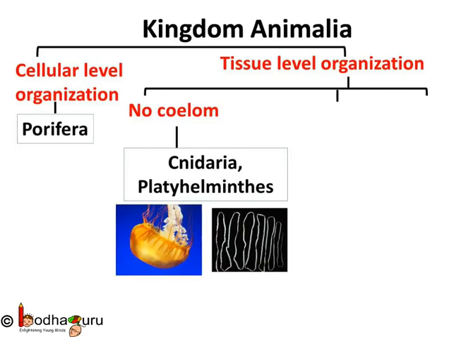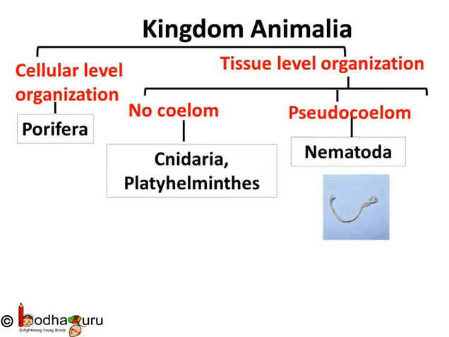Next we see if animals having tissues have coelom or not. Few primitive animals have tissue level organization, but they do not have body cavity. That is, they are acoelomate. Now, animals of Cnidaria, also known as Coelenterata phylum and Platyhelminthes phylum, have no such coelom. Nematodes like roundworm have pseudocoelom, but that is not the real coelom.